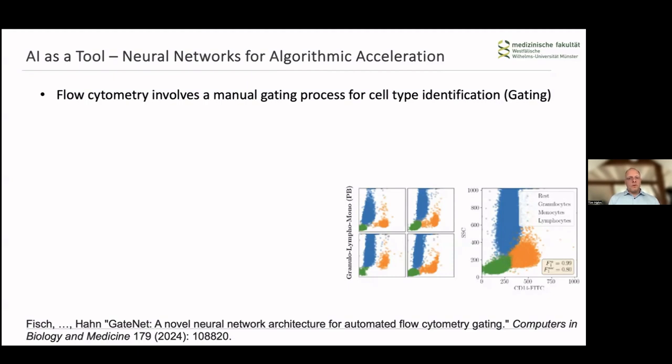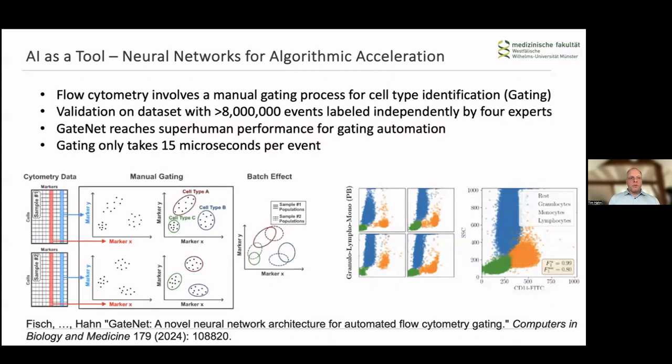That takes a few minutes for each sample, and together with the Clinic of Neurology, we had more than 15,000 of those samples. So it would have taken months or even years to gate all these samples. What we did is we trained a neural network on several hundred examples where this had been done by human experts, and we validated this machine. So it's basically a neural network. It takes in the flow cytometry data and a number of other markers and tries to identify the cell type for each single event.